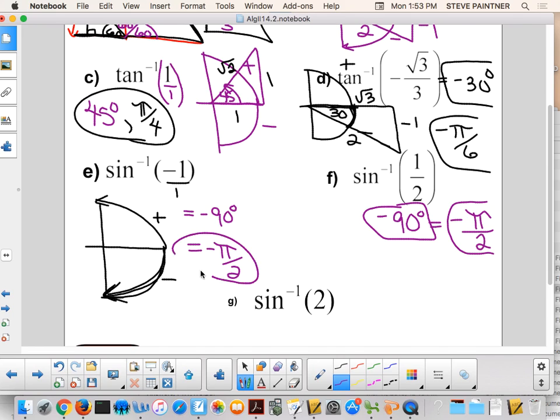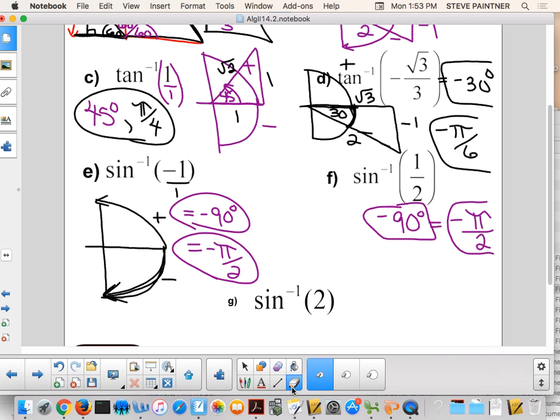Okay, sorry, I'll get rid of this. Okay, now try inverse sine of 1/2. Pick the right triangle.